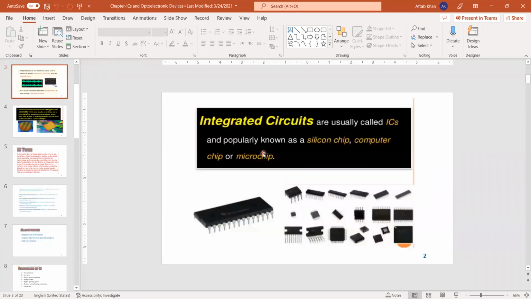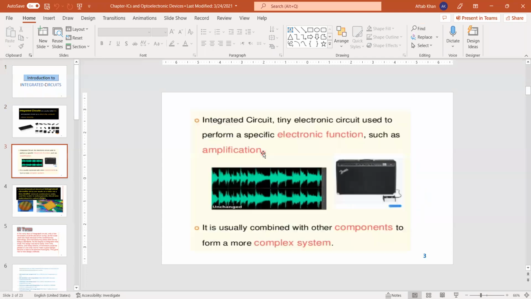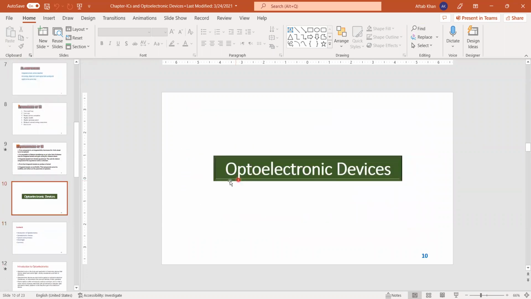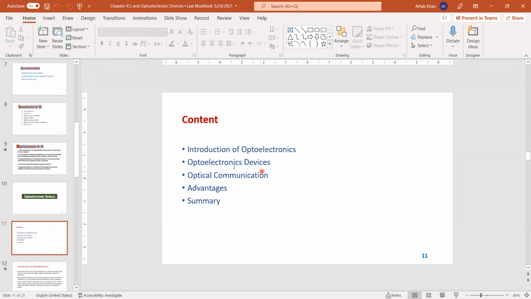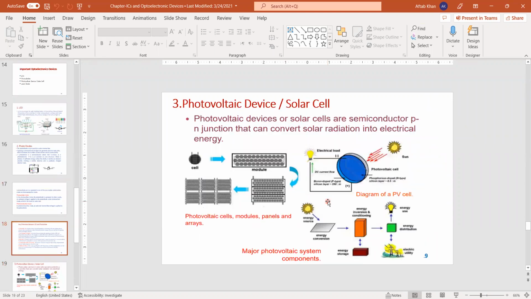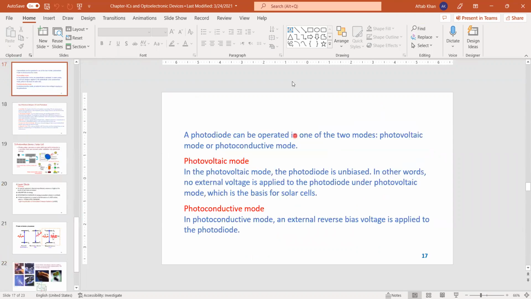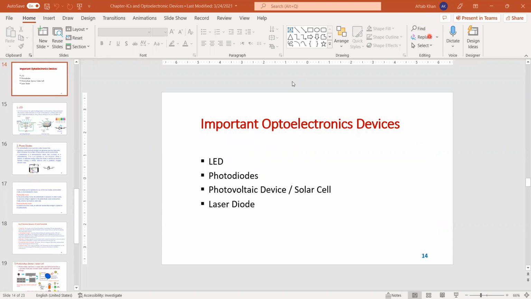So what we covered, you can see, guys: ICs, then we discussed classification, advantages, disadvantages. When we discussed the optoelectronic devices: introduction, optoelectronic devices, optical communication, advantages, and summary. So this is all about this chapter, ICs and the optoelectronic devices.